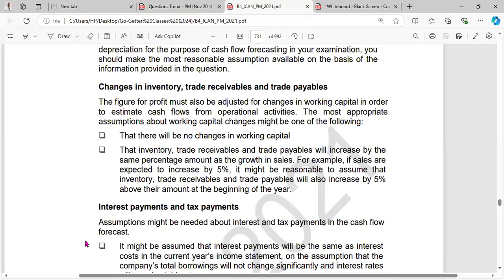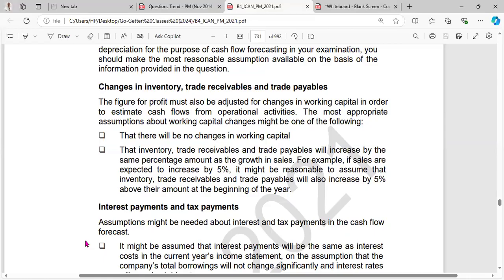Changes in inventory, trade receivables, and trade payables. The figure for profit must also be adjusted for changes in working capital in order to estimate cash flow. The most appropriate assumption about working capital changes might be one of the following. One, that there might be no change in working capital. If there is no change in working capital, that means there is no adjustment. Or that inventory, trade payables, and trade receivables will increase by the same percentage as the increase in sales.